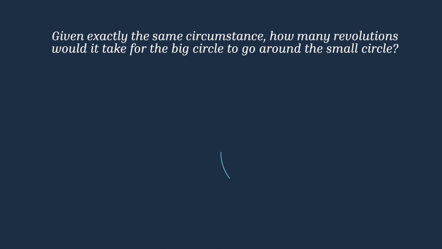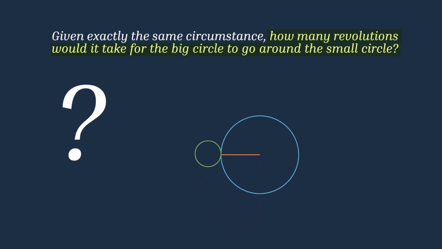The best way to understand it is to understand how we normally think. But before we go any further, let me ask you an opposite question. Given exactly the same circumstance, how many revolutions would it take for the big circle to go around the small circle? You can pause the video and think about it for a second. Do you have your answer now?